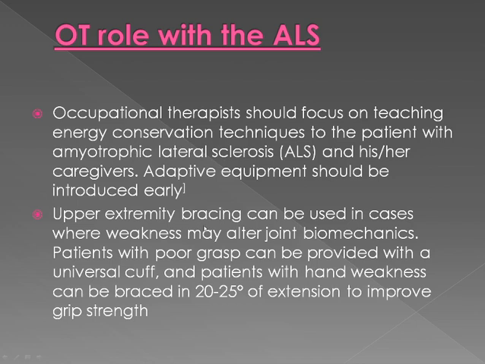Upper extremity bracing can be used in cases where weakness may affect joint biomechanics. Patients with poor grasp can be provided with a universal cuff, and patients with hand weakness can be braced in 20 to 25 degrees of extension to improve grip strength.